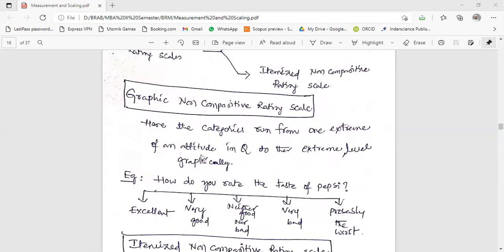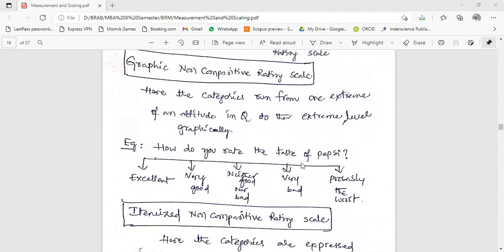See the example here. How do you rate the taste of Pepsi? This is the question. The options are like this: excellent, very good, neither good nor bad, very bad, probably the worst. So here the attitude is running from one extreme to another extreme. This is the attitude you are giving, the rating. So how do you rate Pepsi? You can say excellent, or very good, neither good nor bad, or very bad, or probably the worst.